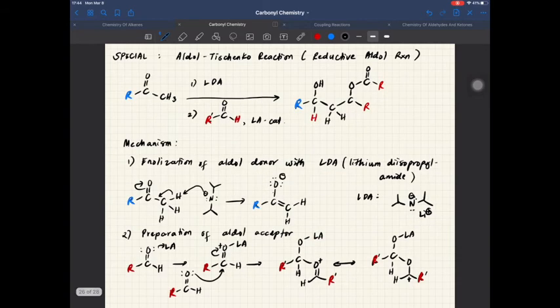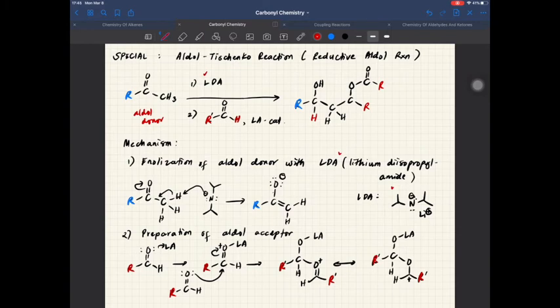Okay, now let's go to a special type of aldol reaction. It is what we call reductive aldol reaction, also known as the Aldol-Tishchenko reaction. In the Aldol-Tishchenko reaction, we have an aldol donor reacted with a very strong base called LDA, lithium diisopropylamide, and this is the structure of LDA. When LDA abstracts an alpha hydrogen, that reaction is not reversible. So that reaction proceeds completely. That's how strong this base is.